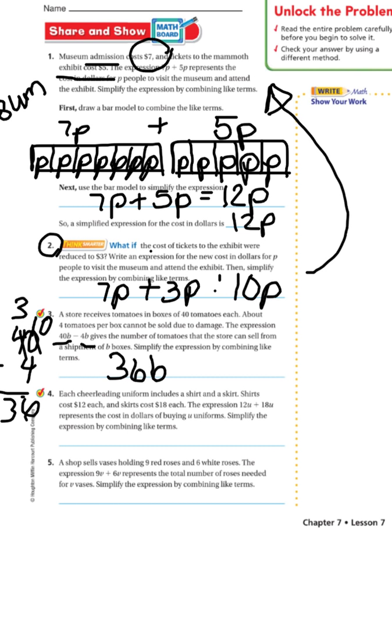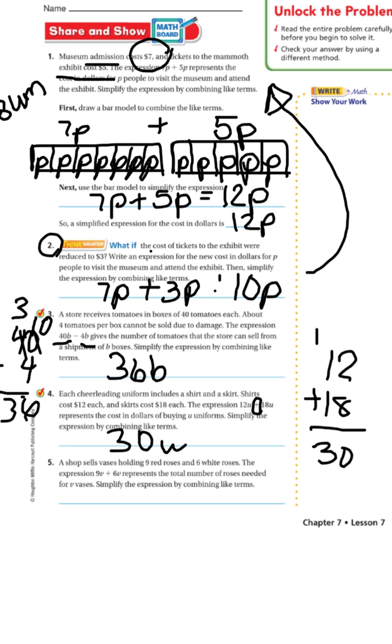Number 4. Each cheerleading uniform includes a shirt and a skirt. Shirts cost $12 each and skirts cost $18 each. The expression 12u plus 18u represents the cost in dollars of buying uniforms. Simplify the expression by combining like terms. So we are adding here, and they both end in u. So we're going to do 12 plus 18 and combine those together. So you'll get 30u as a simplified expression.